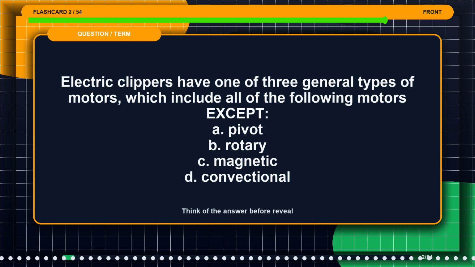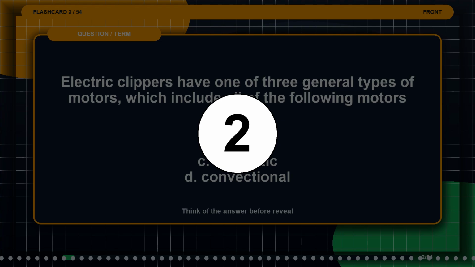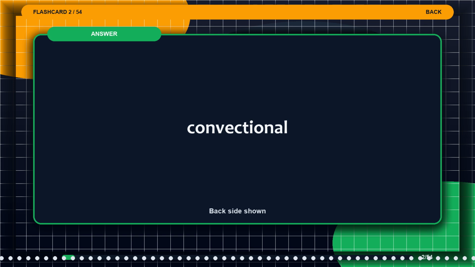Flashcard 2. Electric clippers have one of three general types of motors, which include all of the following motors except A. Pivot, B. Rotary, C. Magnetic, D. Convectional. Pause and think of the answer before the reveal. The answer is convectional.